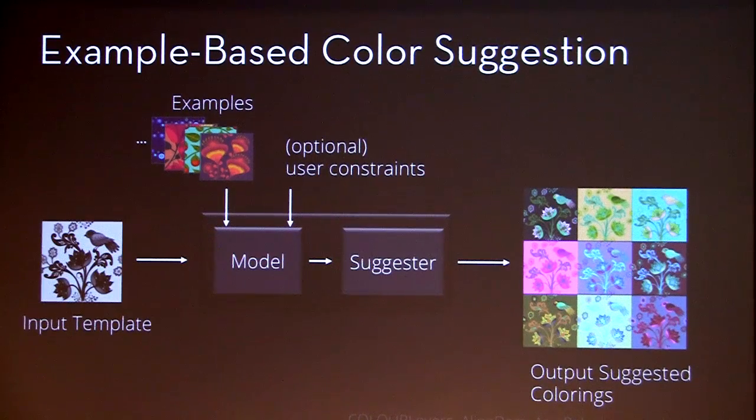So here's what our pipeline looks like. Given an input pattern template, a set of colored pattern examples, and optional user constraints, the system learns a model to predict which colorings of the template are more desired. Using this model, the system suggests a set of diverse colorings.